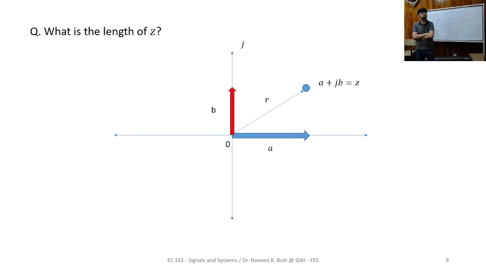What will be the formula for it? Modulus of z, square root of a square plus b square. Which theorem are you simply using? Pythagoras'. Yes, you are using Pythagoras' theorem in Euclid's geometry. Yeah, great guys. So that's why the modulus is defined like that. There is nothing magical in it.